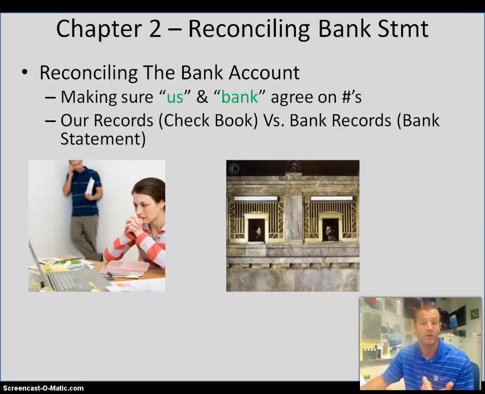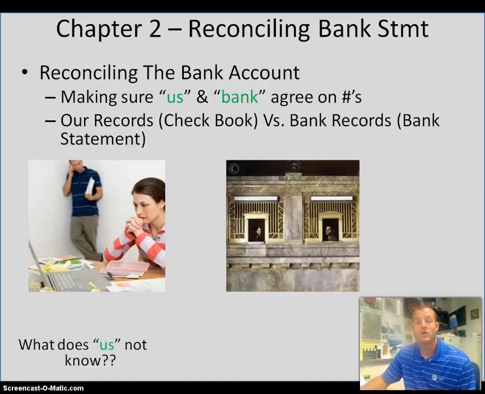Typically, it's a 1-month period. So we look at our records and see what our records have to say, and that's located in the checkbook or the check register. And then we look at the bank's records, what the bank has recorded for us and our transactions in relation to cash for the month. And that comes once a month in the bank statement that's sent to us, snail mail, email, or however our bank gives that to us.